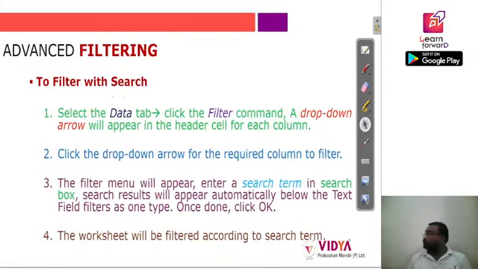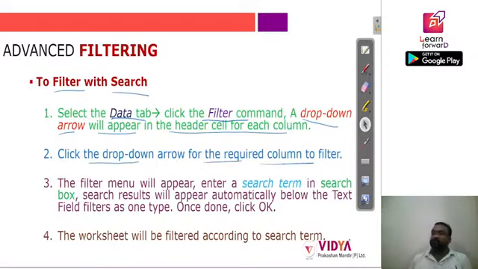If you want to use search to filter out your data, how can we do that? First we have to go to the Data tab, then click on the Filter command. When we click on this Filter command, a drop-down arrow will appear in the header cell for each column, like we saw in our previous class. Then we can click that drop-down arrow for the required column to filter.